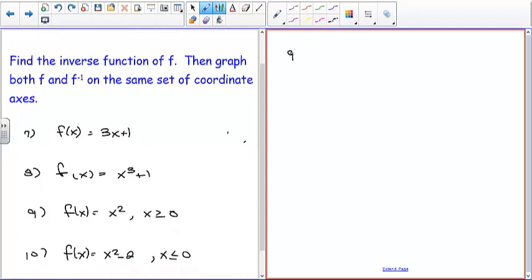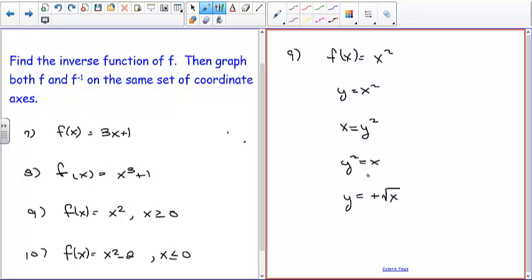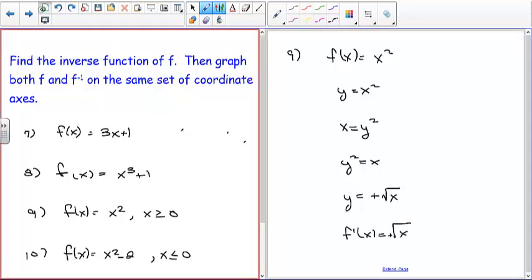Okay, so this is 9. F of x equals x squared, y equals x squared. Switch. Flip these on either side, take the square root. We're going to use the plus the square root of x, because if we take plus or minus the square root, we'd have both of them, but we're only going to deal with x greater than 0, so that's why we're going to do the plus square root. And then so you can say f prime, the inverse function is plus the square root of x.